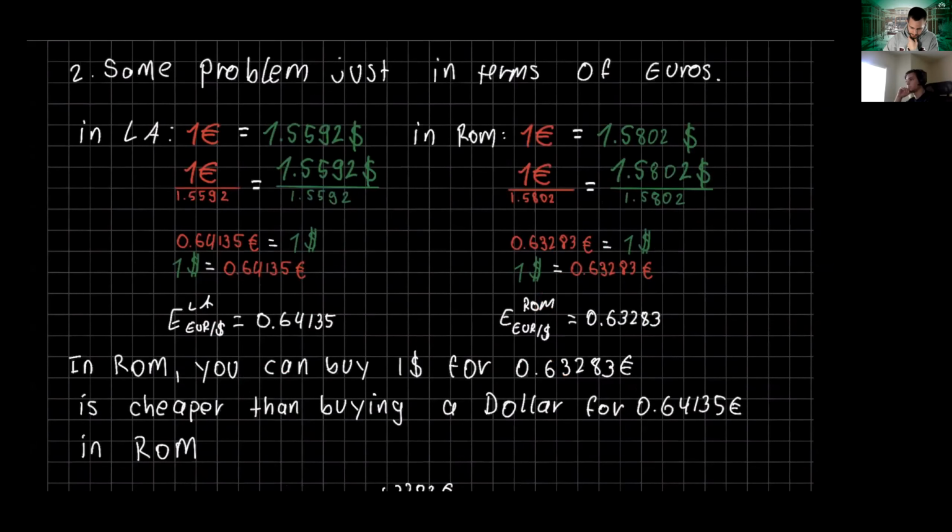But if you just think about it, in Rome you can buy $1 for 0.63283, and that is cheaper than buying $1 for 0.64135. I also, with those kinds of things, like to think in the extreme. So imagine I told you a country would give you $100,000 if you give them €1.